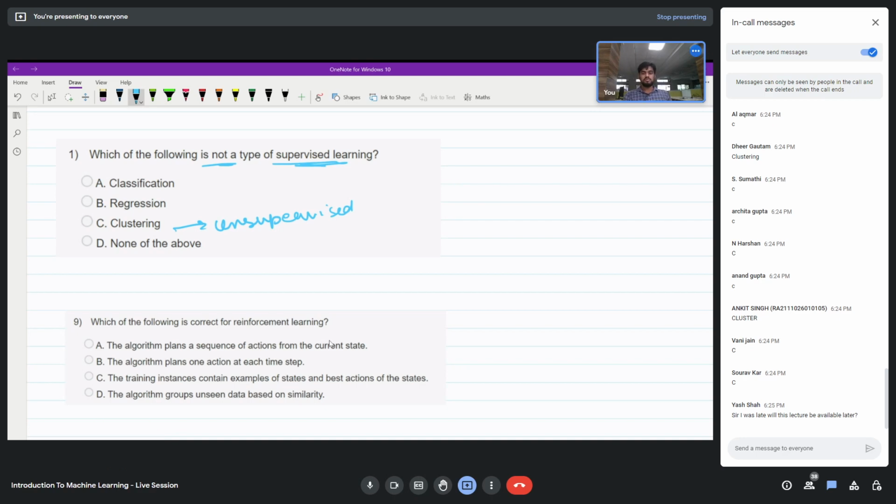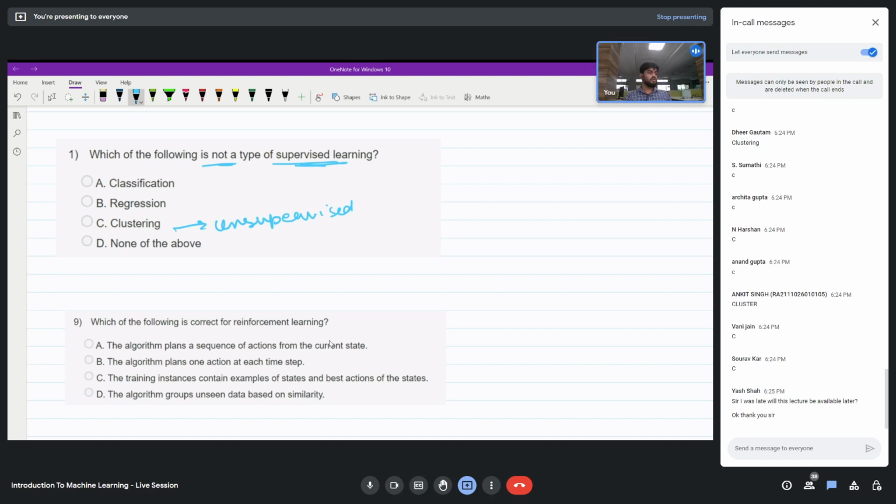Yeah. So the algorithm plans a sequence from the current state. Okay. So if you look at a child, when you were 1 year old or 2 year old, did you know what you would be doing 20 years later? You don't know those kinds of things, right? So it does not plan all the steps from the current state, but it just plans one step at a time. So the second option says the algorithm plans one action at each step.